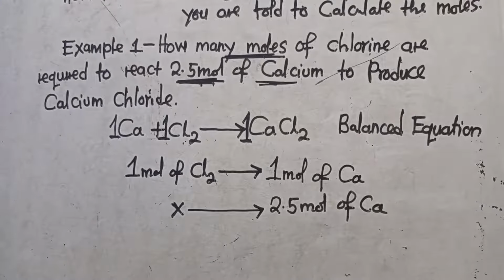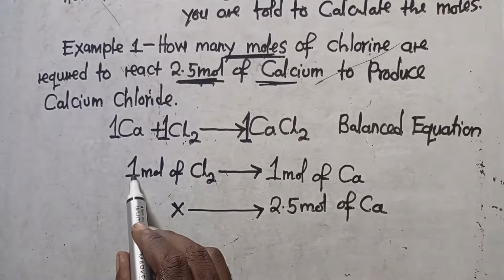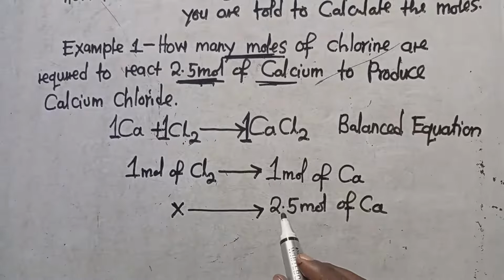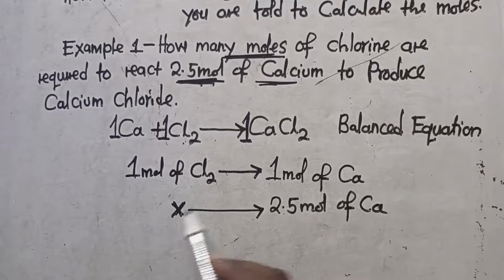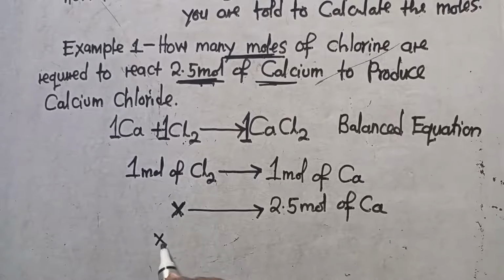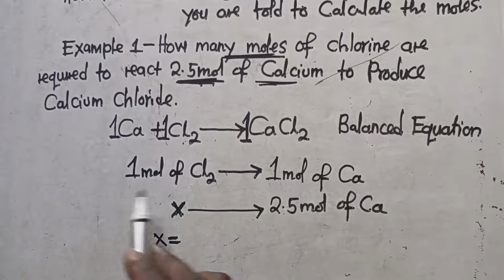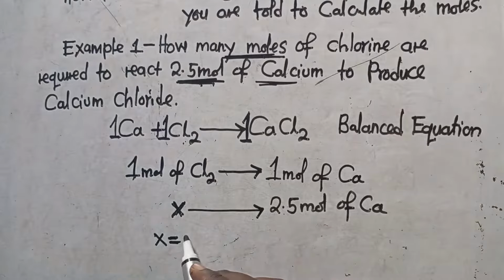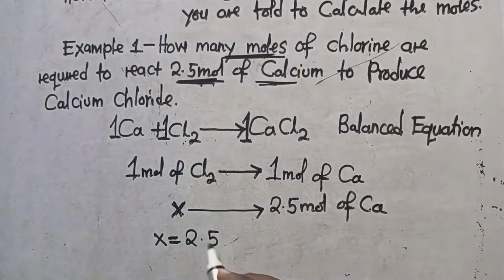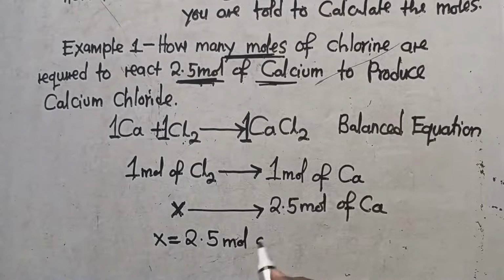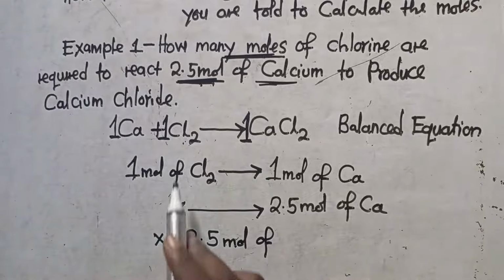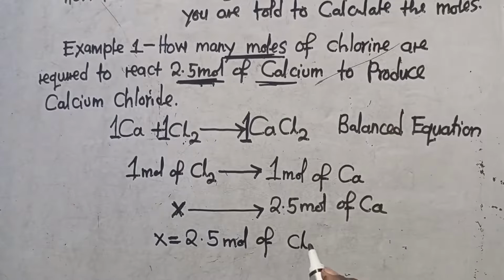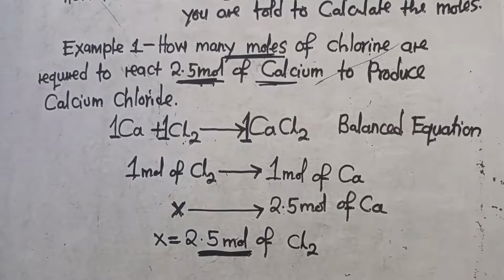Don't say, these are confusing me. Just say 1 times 2.5. And this is x times 1, we get x, which is equal to 1 times 2.5. You are going to get 2.5 moles. Of what? Since we are solving for x, it's under chlorine. So this is the answer: 2.5 moles of chlorine. You've answered just like this.